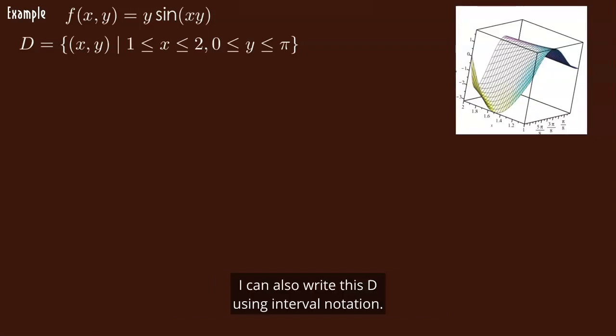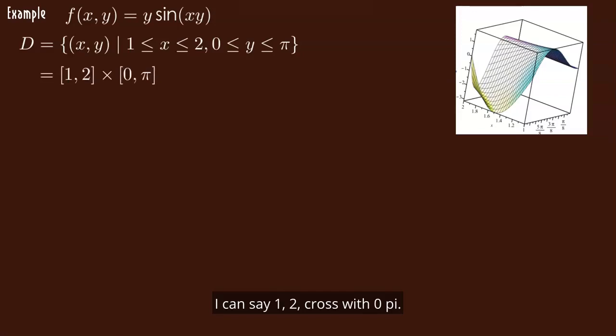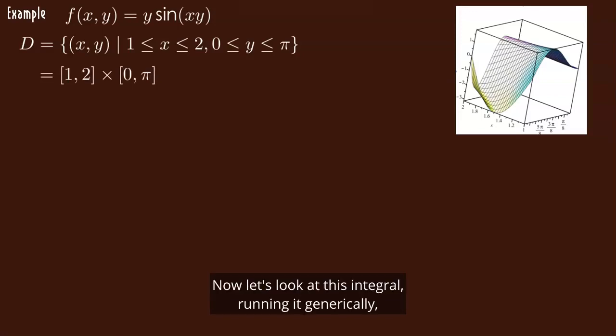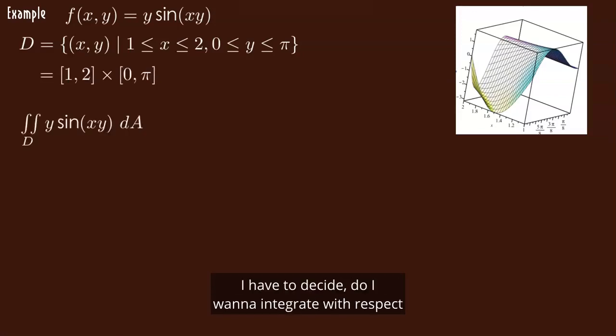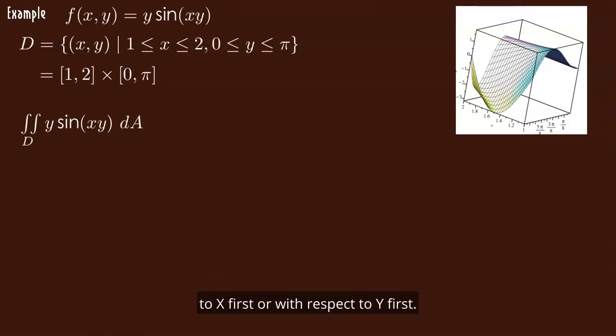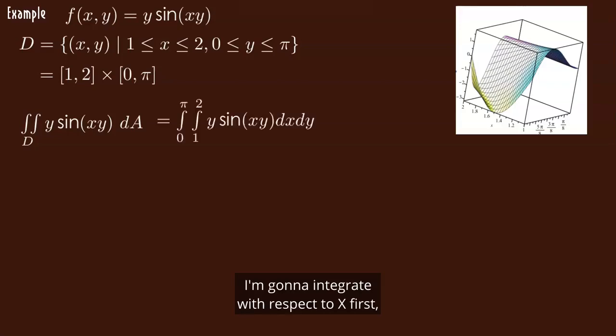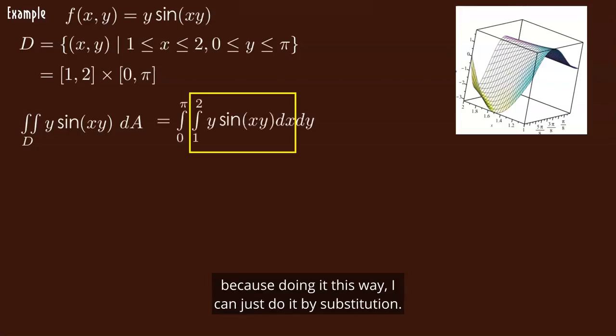I can also write this D using interval notation. I can say [1, 2] cross [0, pi]. Now let's look at this integral. Writing it generically, I have to decide, do I want to integrate with respect to x first or with respect to y first? I'm going to integrate with respect to x first, because doing it this way, I can just do it by substitution. So this is a constant times sine of a constant times x dx.